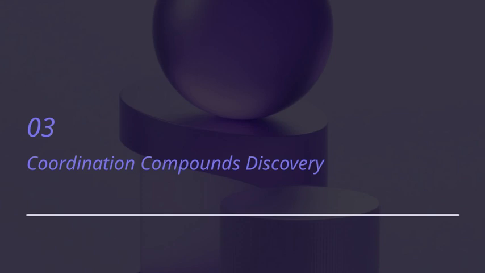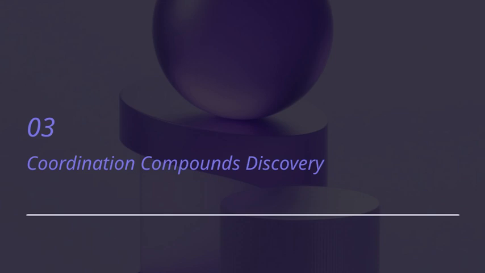Historically, these compounds were observed when certain elements, especially transition metals, formed complex structures with other molecules or ions. The key breakthrough was understanding that these compounds involve a central metal atom or ion bonded to surrounding ligands, which are molecules or ions that donate electron pairs. Recognizing this concept of coordination was crucial because it explained many complex behaviors of metals in biological systems, catalysis, and material science. It also opened up new avenues for synthesizing compounds with specific properties.